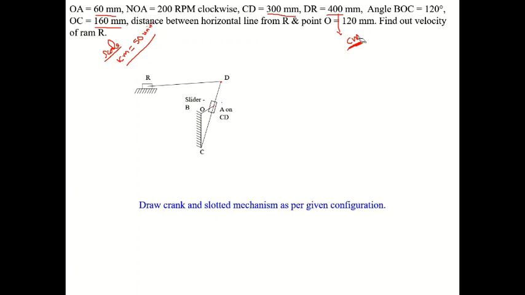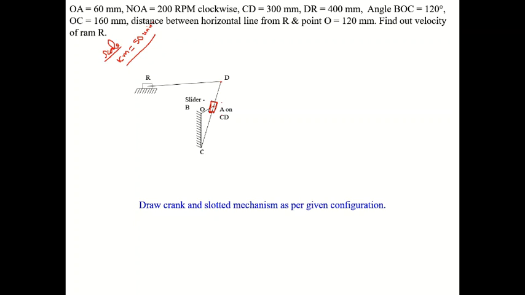Now we have to move to the velocity diagram. Mark all the points. Don't forget to mark all the points. This is O, this is C, and this point is A. This is the slider. The slider name is B.